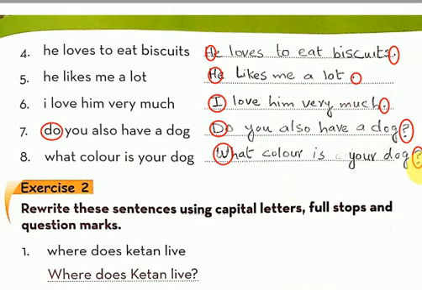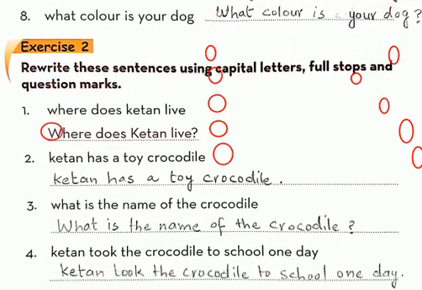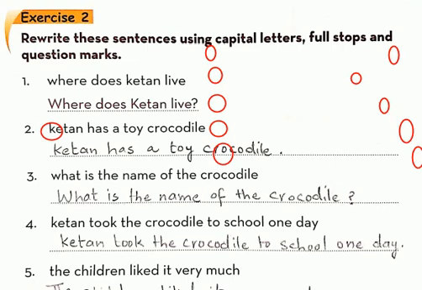Hope all of you understand well. It's very easy. There are 2 options in this exercise: you have to put a full stop or a question mark. For sentences that ask for some information, you have to put a question mark, and for a normal sentence you have to put a full stop at the end. Now see exercise number 2.